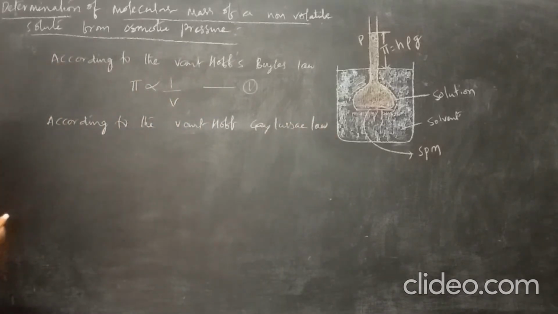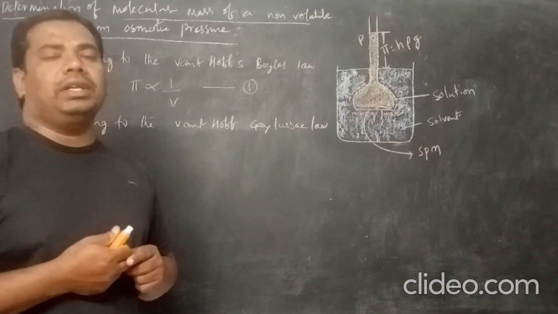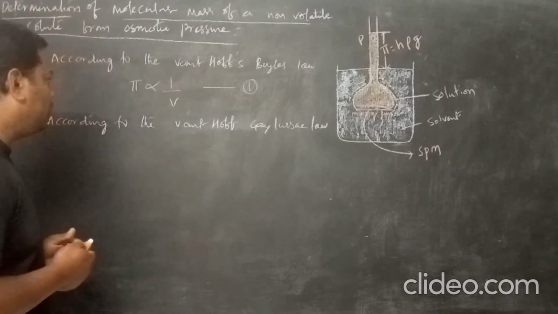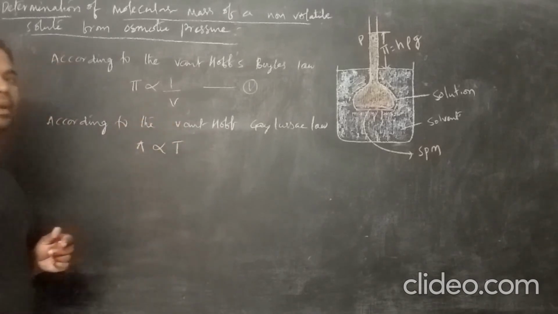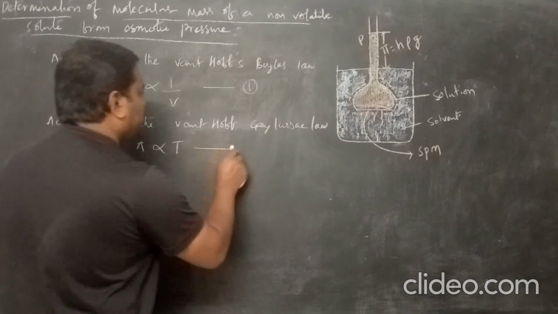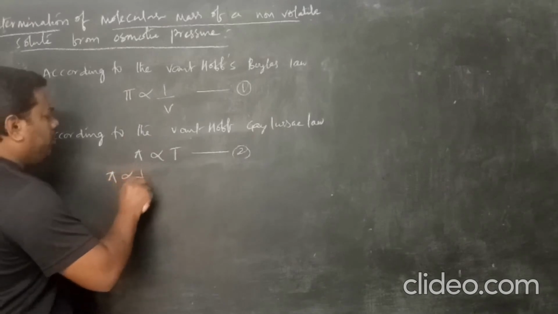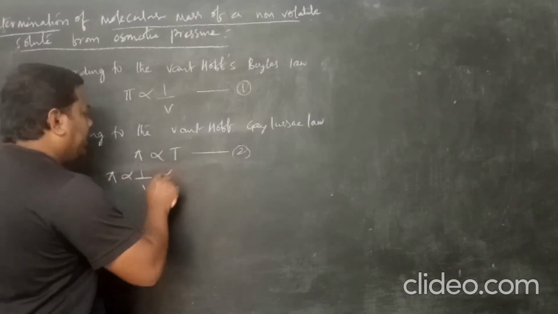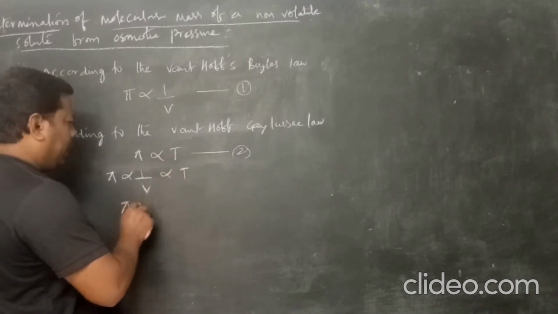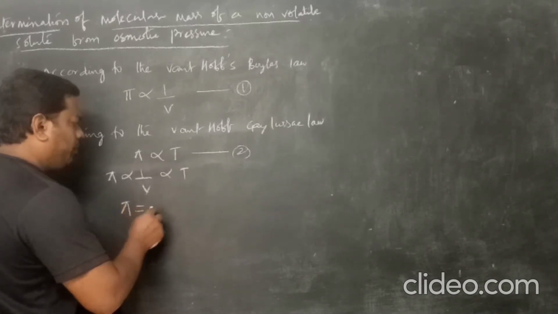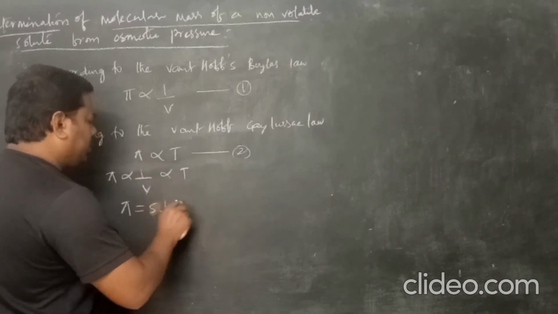So what does it say? Pressure is directly proportional to the temperature, which means that if the pressure increases, the temperature will increase. According to the Van't Hoff Gay-Lussac law, pi is directly proportional to the temperature. Let us take this as equation 2: pi is inversely proportional to 1 by V and directly proportional to T. So here we will write pi is equal to K into 1 by V into T, and we can write S in place of K.